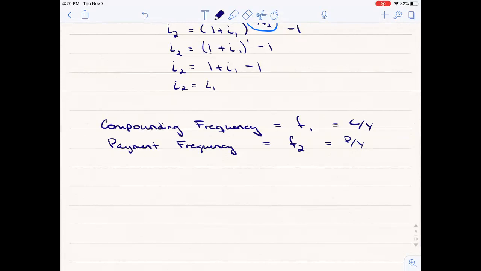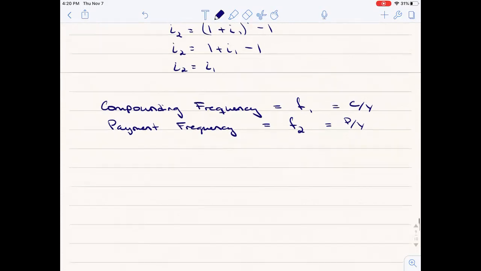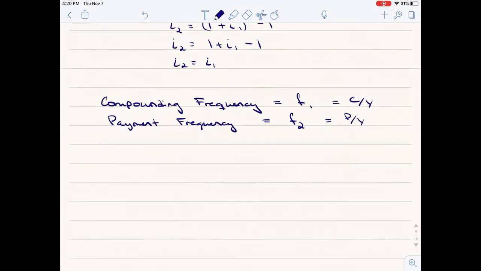What's nice about the calculator is you don't have to find the periodic interest rate as we did earlier. We just give it the interest per year, the nominal rate, and the compoundings per year. And now we're able to give it the payments per year, and it'll just calculate I2 for us. So the calculator, if you didn't like it before, you will like it after this section, because it saves us a lot of time. But we're still going to do it by hand.